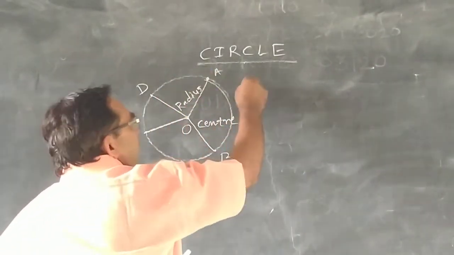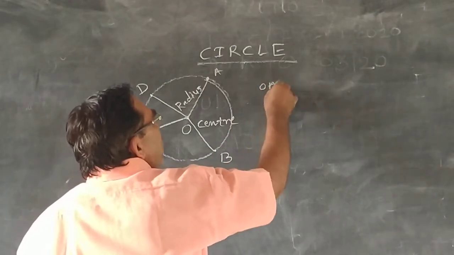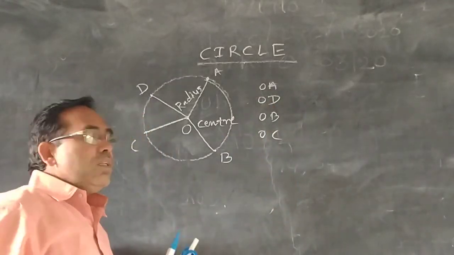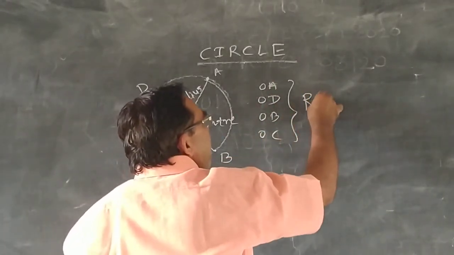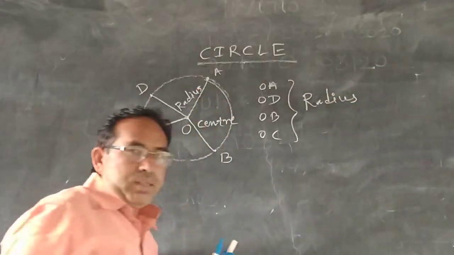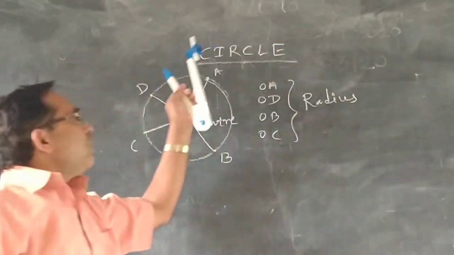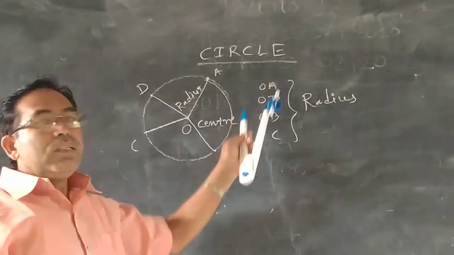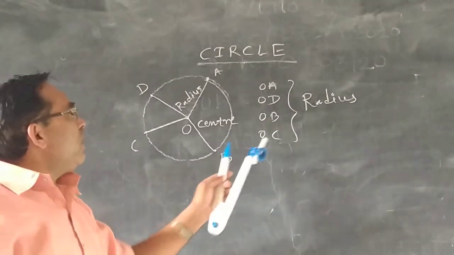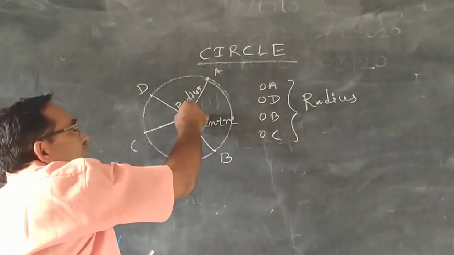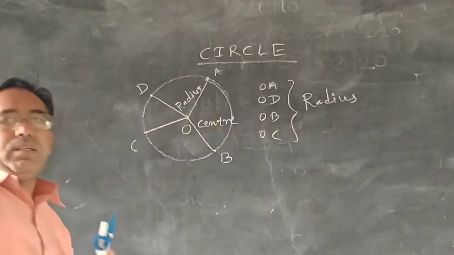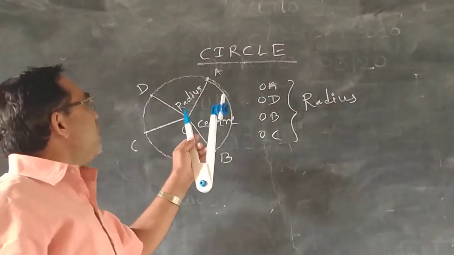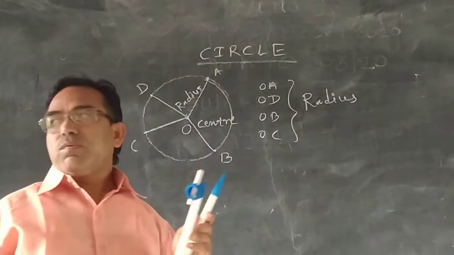Now, all these OA, OD, OB, OC are radii of the circle, and these are the same distance, same measure, same length. This is called the radius. This is also a radius, this is also a radius. All are radii. The basic concept here is that this is the radius of the circle.